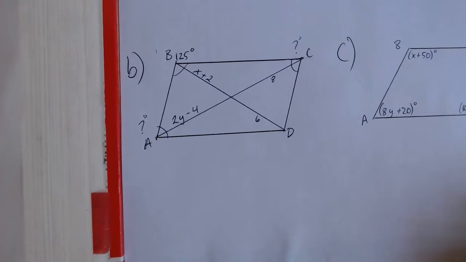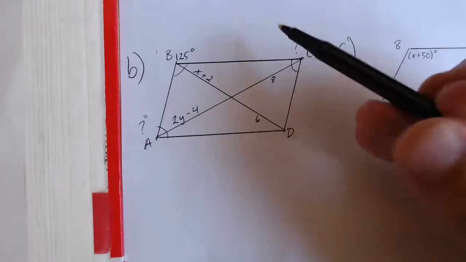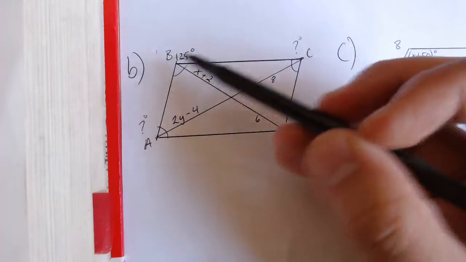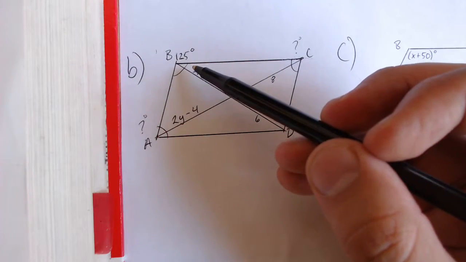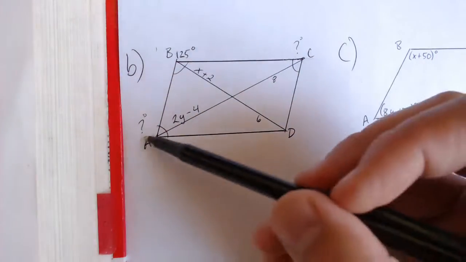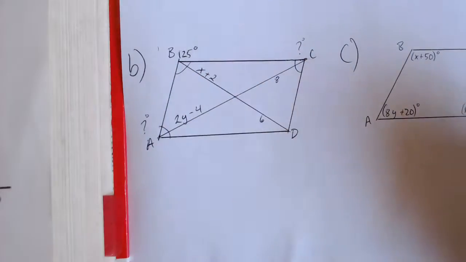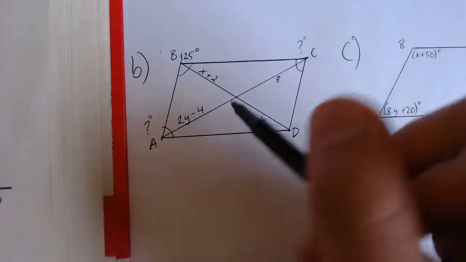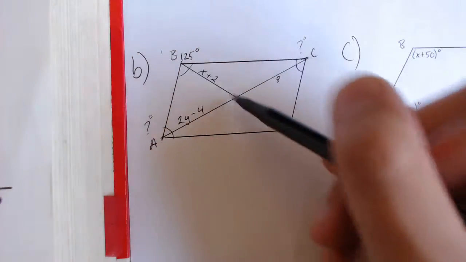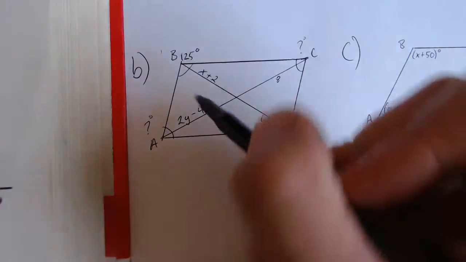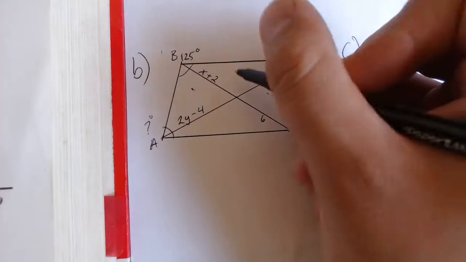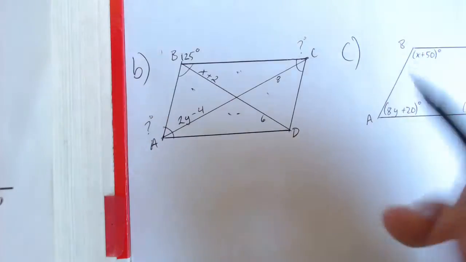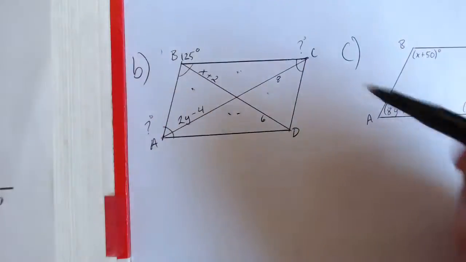Starting in practice B, they give us this parallelogram. They tell us that this angle, ABC, is 125 degrees, and we need to find x and y. If we remember from our similar and congruent triangles, the parallelograms, because of the way the angles are set up, will make 2 sets of congruent triangles. So this triangle is equal to that one, this triangle is equal to that one. And whichever way you cut it, you can find a way to solve it.